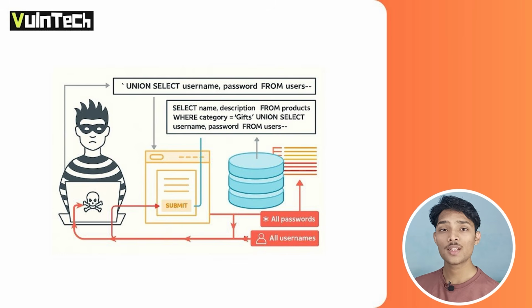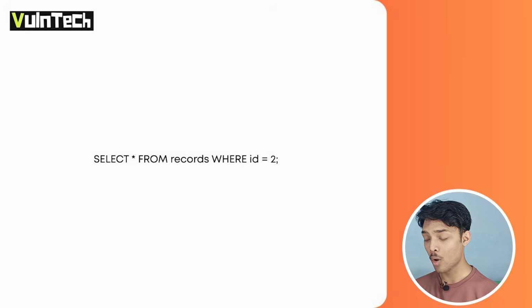Now what does a SQL query actually look like? For example, here we have SELECT * FROM records WHERE ID = 2. What this simple command means is that it gives a command to the server to select from our records where the ID is 2. If there is an ID 2, it will give us the result, or the username or password regarding that ID number. So that's how this process works, and we will look at a few examples in the practical session.